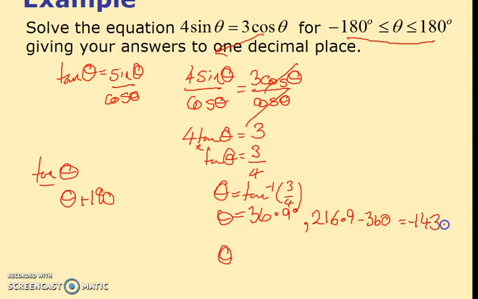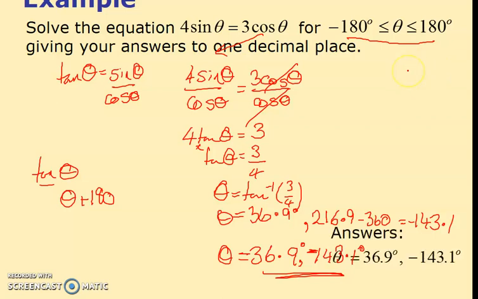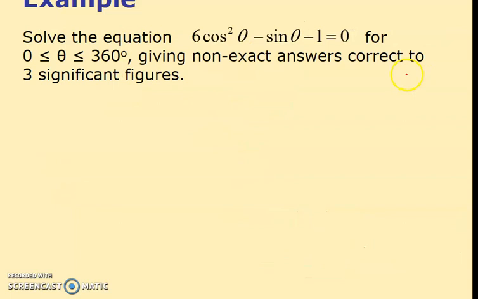It says to 1 dp, so 0.1. So my answer is now 36.9 degrees and minus 143.1. Now we don't get many questions these days where it's between minus 180 and 180, but you can get them, so you just need to be ready for it. So that's that question done. Let's see what the answers were. Yep, that's good. It's always nice to see the right answers.